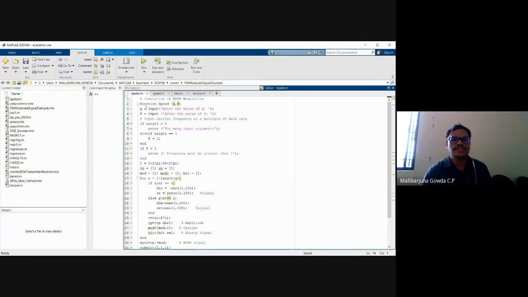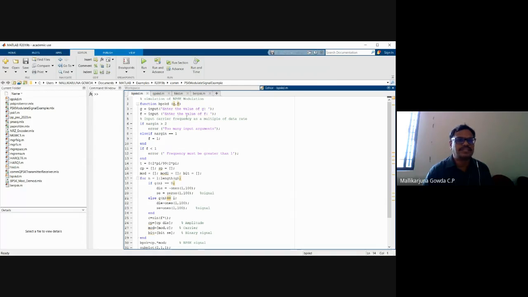Code is visible. So I've written the first function, BPSK, with G comma F. G and F are my input variables. G is the input sequence, meaning binary data 0, 1, 1, 0 like that. I can enter the input data, and F is my frequency, that is the carrier frequency.